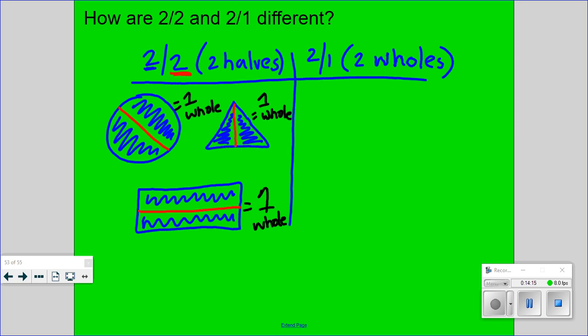Logan? Also, we have equal parts because everything matches, so that means that we have 2 halves.